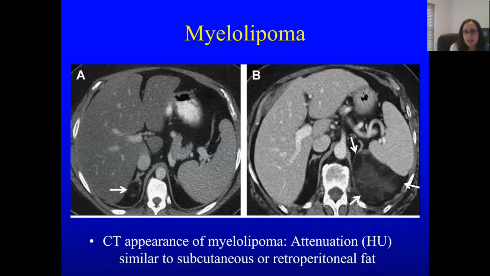In contrast, this is here an adrenal myelolipoma. The attenuation in Hounsfield units is similar to that of subcutaneous or retroperitoneal fat. So here's an adrenal myelolipoma, this little thing right here, and then here is one as well.